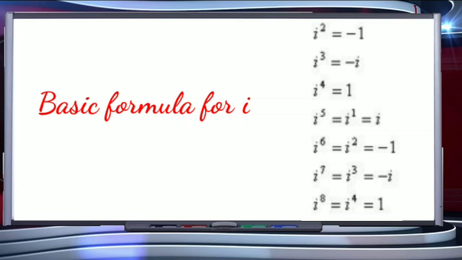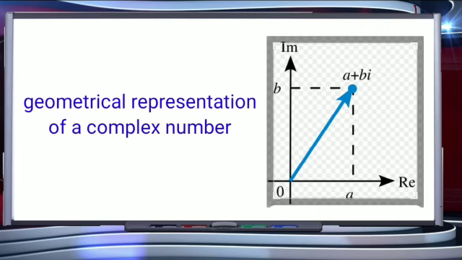Next is iota raised to power 8, which can be written as iota raised to power 4, whole square. Iota raised to power 4 is 1, so 1 square is again 1. So this implies whenever we have iota to the power of a multiple of 4, its value is always 1, and the rest we always calculate on the basis of iota raised to power 4 equal to 1 and iota square equal to minus 1. Next is the geometrical representation of a complex number.